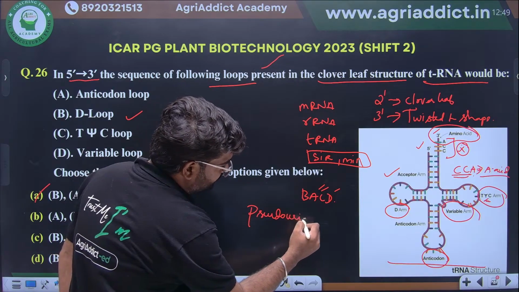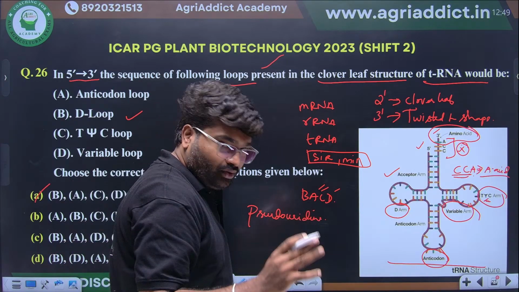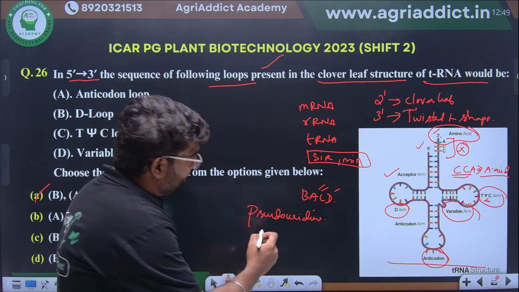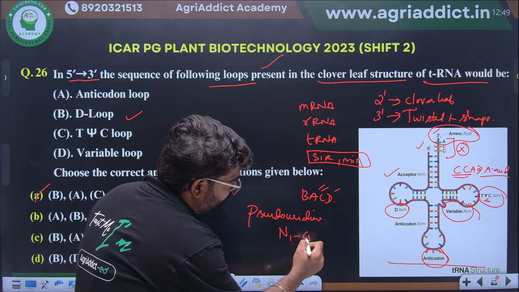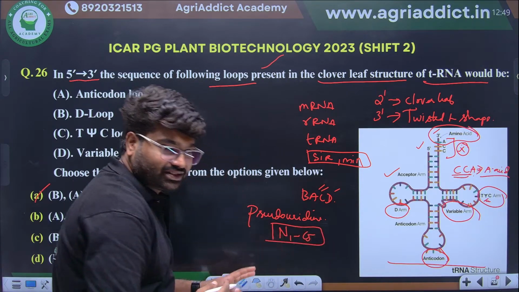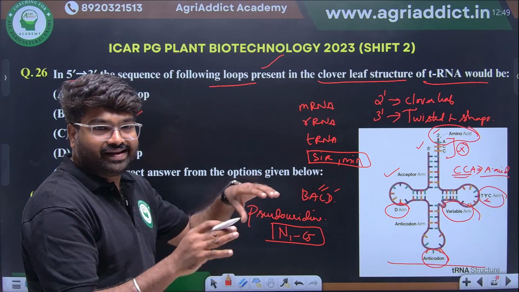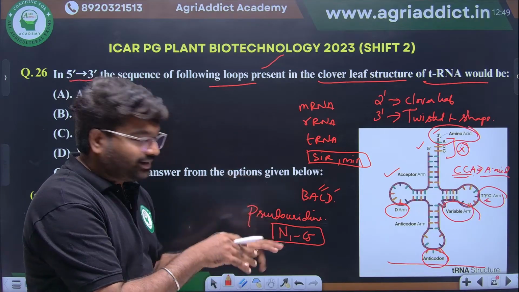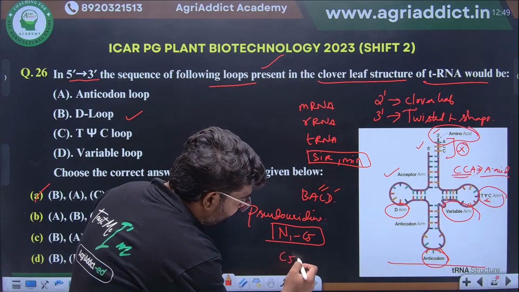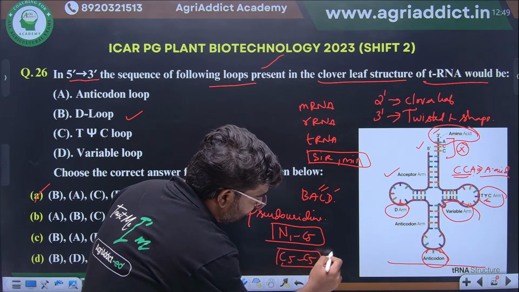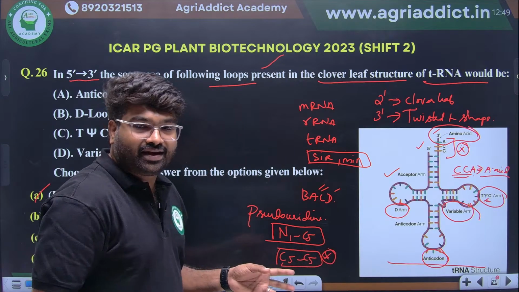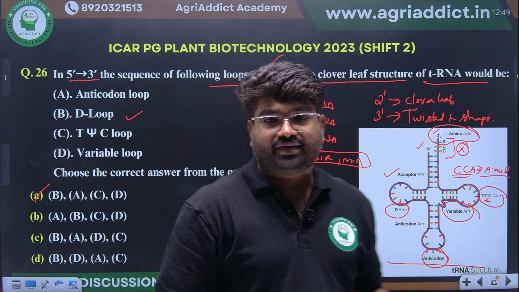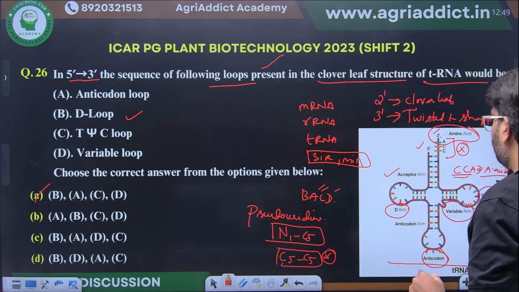Pseudouridine. The simple thing is, we know N1 will be linked with carbon 5. This will be the general linkage of an N-glycosidic bond, the base and sugar linkage. But in pseudouridine, C5 will be linked with C5. This is the difference. They can ask this. C5 will be linked with C5. This is the important point you have to focus on for the exam.